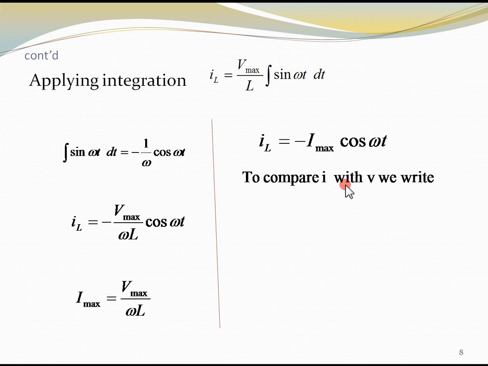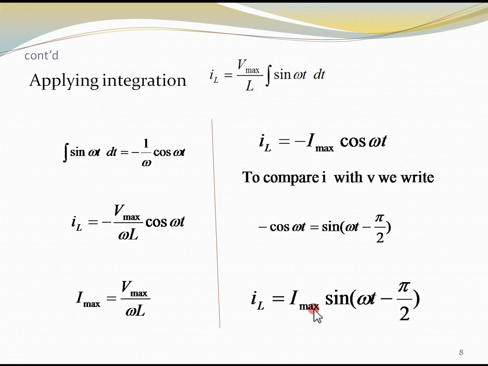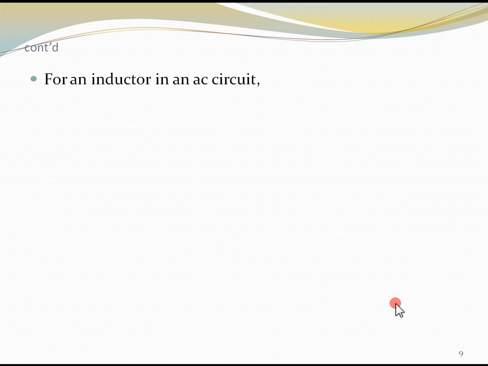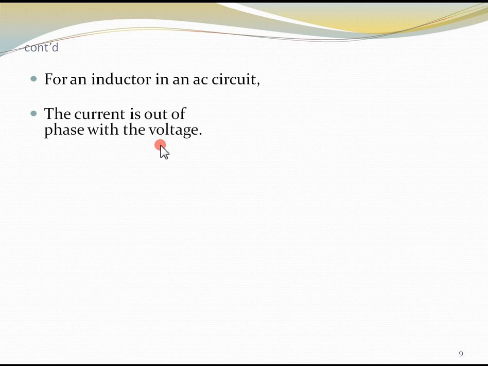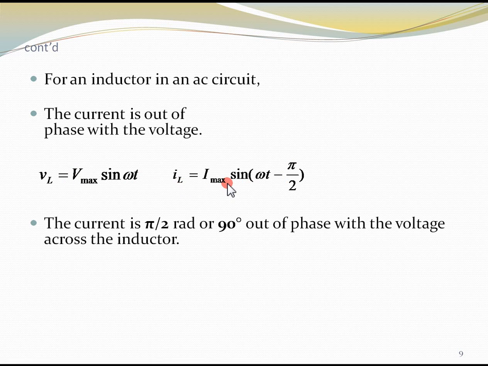To compare the current with the voltage, just like we did for the capacitance, we write minus cos omega t as sin of omega t minus pi over 2. So the current is given by I_m sin of omega t minus pi over 2. Now, for the inductor, the voltage and the current are out of phase. Why do we say so? Because the voltage is expressed by V_m sin omega t, while the current is expressed by I_m sin of omega t minus pi over 2. So the current and the voltage are out of phase, and the phase difference between the two is pi over 2 radians or 90 degrees.